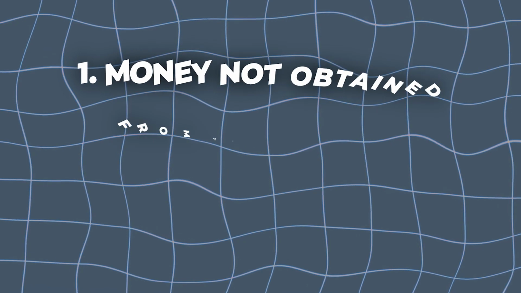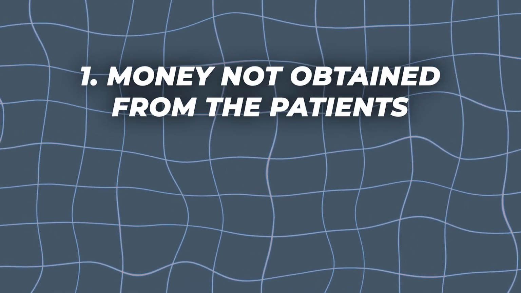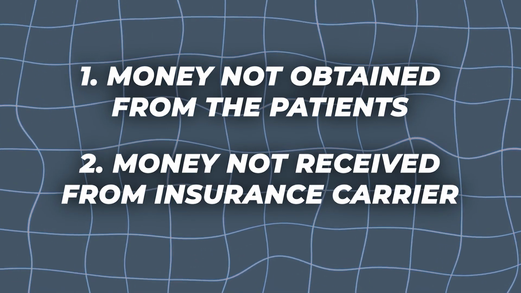Number one, it could be money that was not obtained from the patient. It could also be monies never received from insurance carriers. Heavily insurance-based practices tend to have lots of adjustments done to their associates' pay, and we'll dive into why that is next.